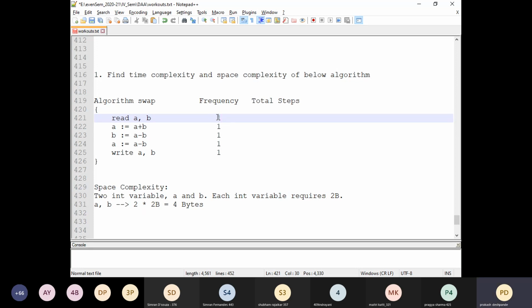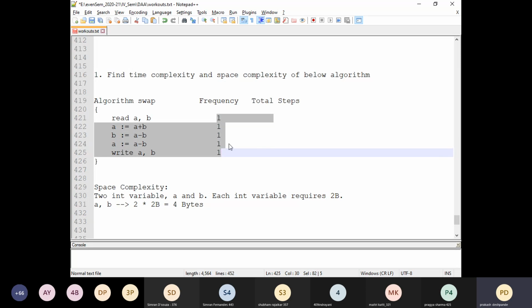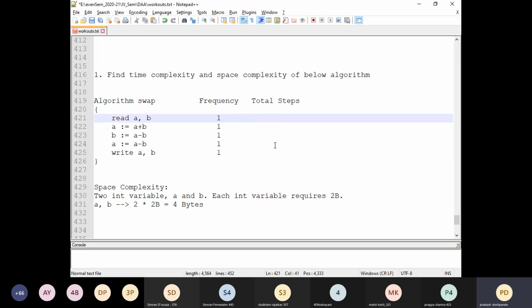It is similar to the step count which we had studied in the second part of the time complexity. That step count, here in the big O notation, we are trying to represent as a frequency, followed in the next column by the total steps. These total steps values we will try to represent in big O notation.